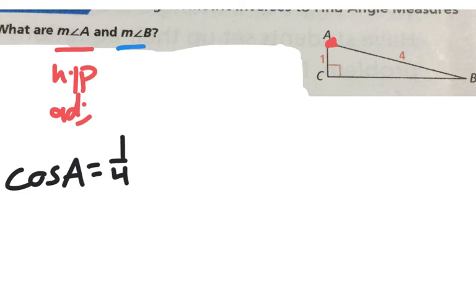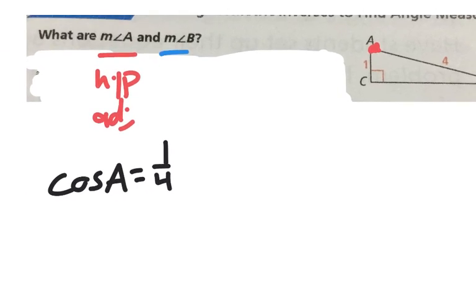Now in order to solve for A, here's the new part. Right now I can't get A by itself because I'm taking cosine of A. A is stuck inside of that cosine. So how can I undo a cosine?